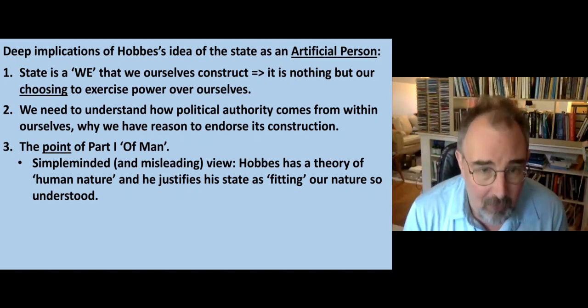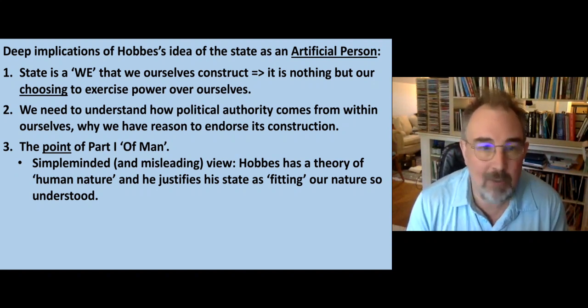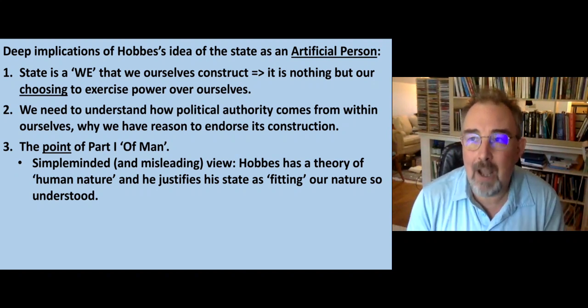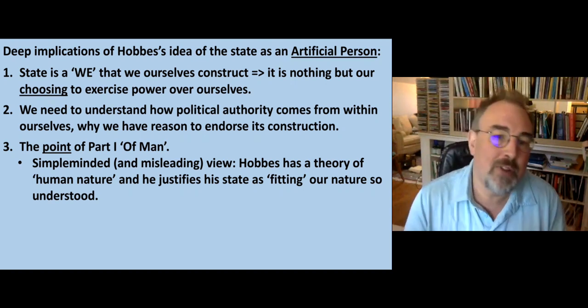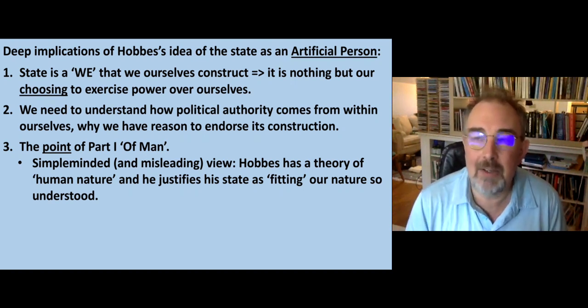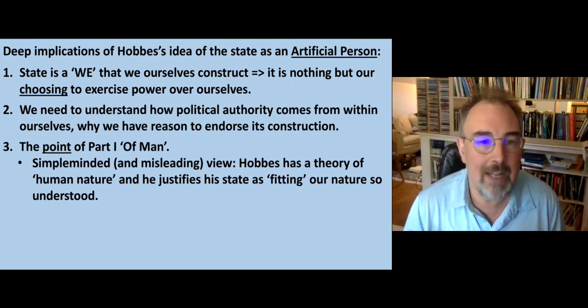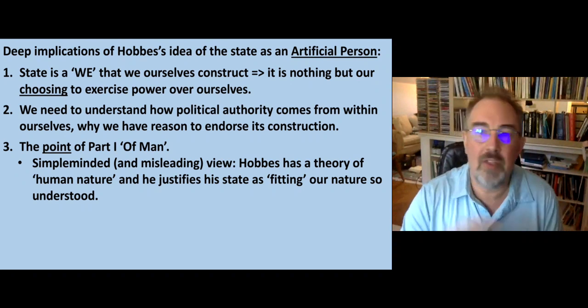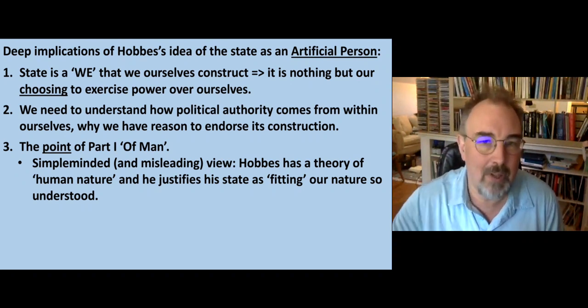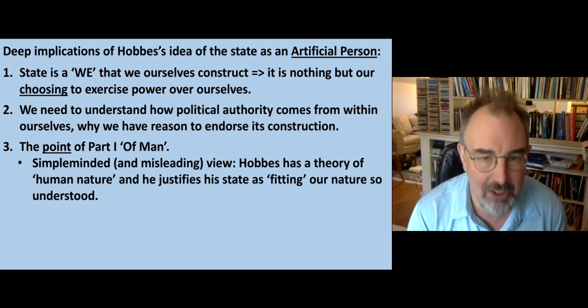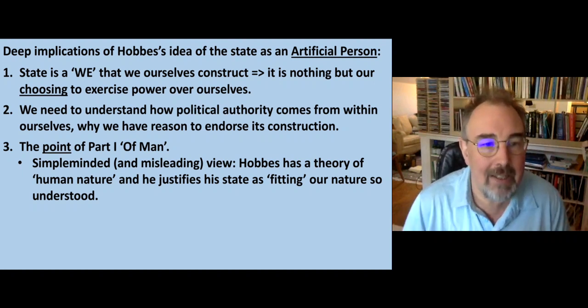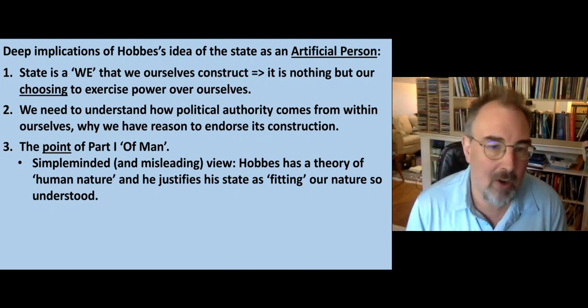It's not helpful to instead do what many readers do and pick up this book and see that the beginning of the book is called Of Man, and assume something like the following. Yes, well, this is your standard political theory, starts with a theory of human nature, and then, having defended a bunch of assertions about what human nature is like, the author then goes on to justify a certain kind of political regime as fitting that conception of human nature. That is a completely simple-minded way to think about what Hobbes is up to.